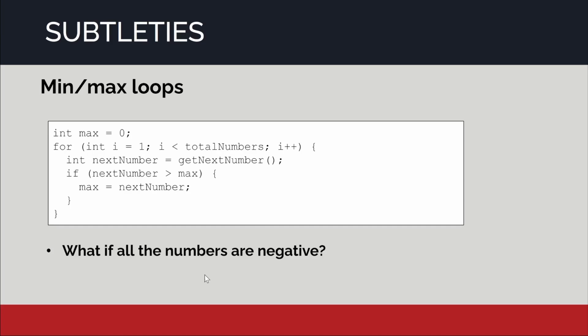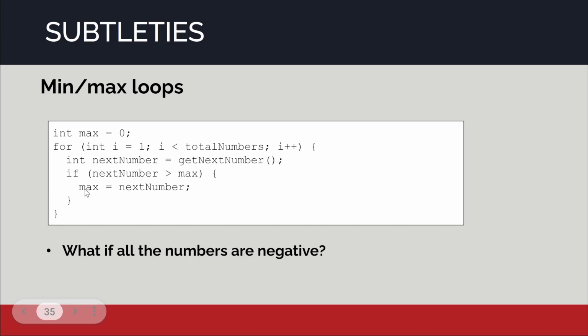Okay, another common thing that we're going to do in programming is to try to get the maximum or the minimum of a bunch of numbers, and that's called a min-max loop, or a min loop or a max loop. You can see this code here where we start out with the maximum of 0, that's our max, and then we go through and check all the numbers, total numbers, and get next number. If at any point the next number is bigger than the current max, which starts at 0, then we say the max equals the next number. And at the end of our for loop, we should have the max number.